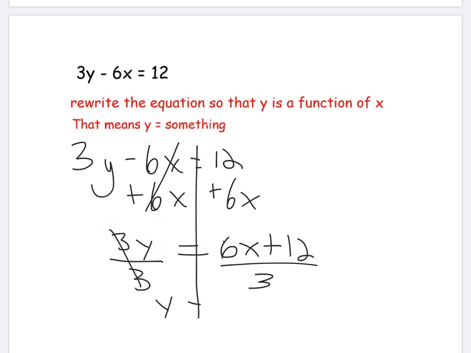I'm left with y is equal to, and then now I have to take both pieces, the 6x and the 12, and divide them by 3. So I have 6x divided by 3. 6 divided by 3 is 2, so that's 2x. I still have my plus sign, and then I have my 12, and that has to also be divided by 3. So 12 divided by 3 is 4. So my final solution in the y as a function of x is y equals 2x plus 4.